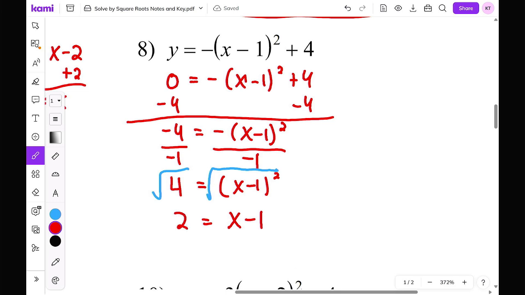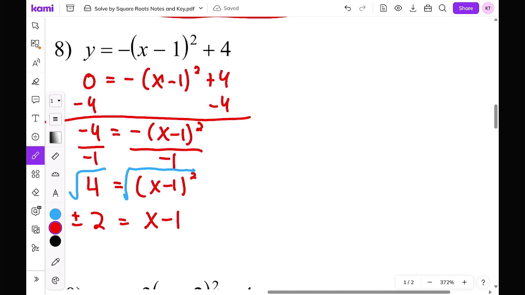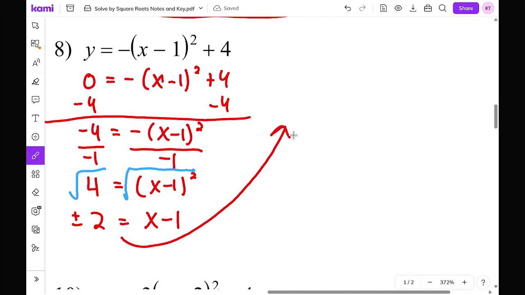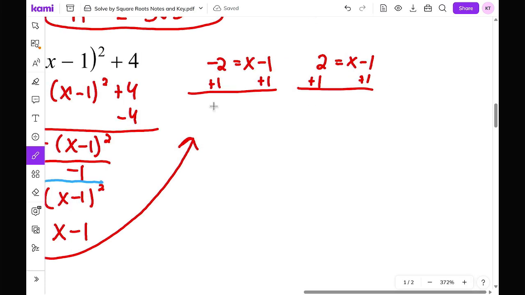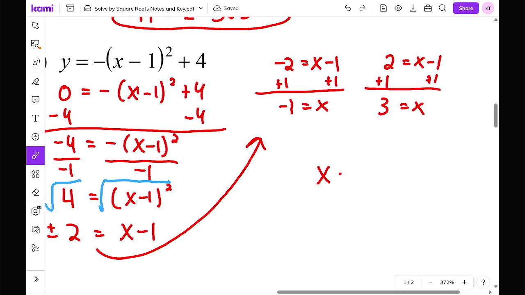But just like the last however many questions we've done, it's going to be a plus or minus 2. So now, like the last question, I'm going to set this up into two different equations. I'm going to have -2 is equal to x minus 1, and I'll have a positive 2 is equal to x minus 1. I'm going to now add 1 on both sides for the first equation and add 1 on both sides for the second equation. So I'll get -2 plus 1, which is -1, is equal to x. And then 2 plus 1 is 3, is equal to x. So my two solutions for number 8 are x is equal to -1 and x is equal to a positive 3.